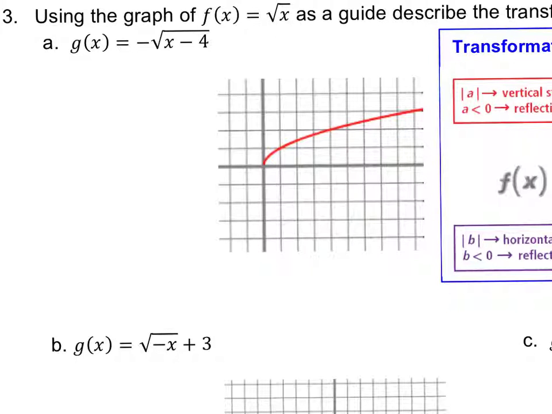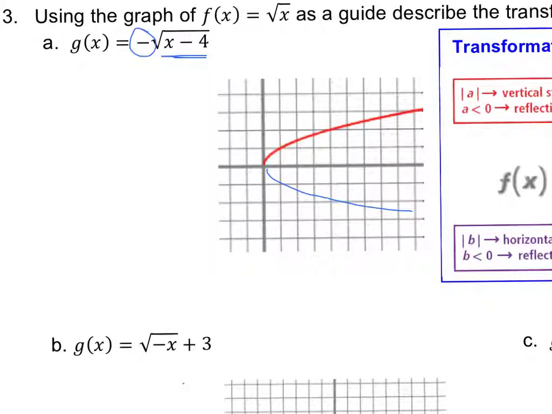Looking at number 3, we will be looking at f of x equaling the square root of x, and that will be our parent function, and then we're doing multiple transformations to that. When we look at a, we can see that we have under the square root sign x minus 4, which tells us that we are going to have a shift to the right by 4 units, and then we have the negative sign in front of the radical, which tells us that we are reflecting f of x across the x-axis.